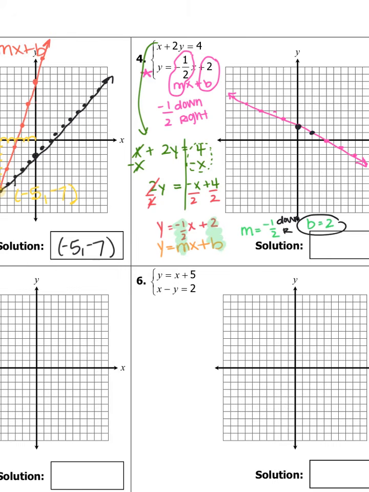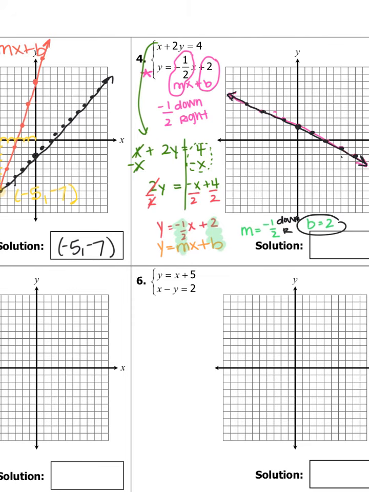Down 1, right 2. Look what's happening. It's landing directly on the line we just had. Up 1, left 2. It's the exact same line. Those equations were the exact same.